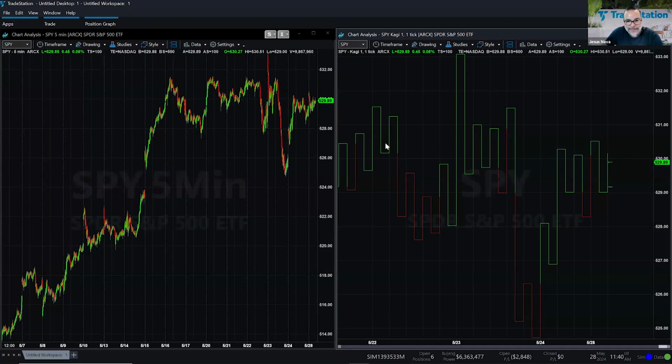You can see here, for example, that we were on a green line, and all of a sudden, when we crossed the bottom of a prior Kagi line, that's when the line switches color. So now we are on a red extending line here, and it remains red until we cross the higher high. Does that make sense? So it's a very interesting way of looking at a chart.